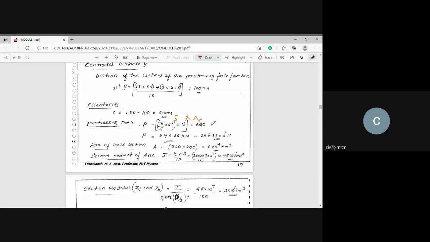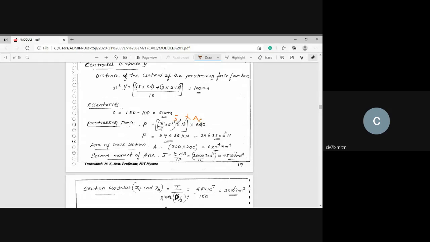The stress has already been given as 840 Newton per millimeter square, multiplied by the area of the cable. How to calculate the area of the cable? It is pi by 4 into d square, because they have given the diameter, multiplied by the total number of wires, which is 18. So this will be your area of cable into 840. Please note down, Newton per millimeter square will be the unit, and here also it is in millimeter square.